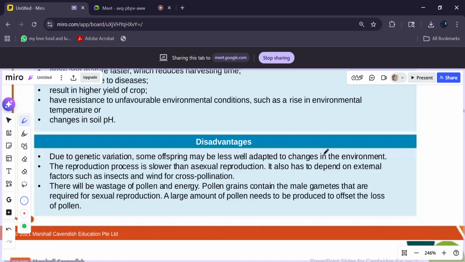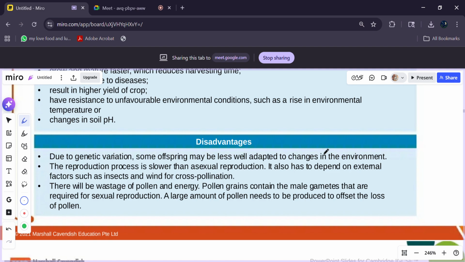So if a plant were to produce two different offspring, one offspring could collect all the beneficial qualities, while another offspring would just be less adapted. And the reproduction process is slower than asexual reproduction. It also has to depend on external factors such as insects and wind for cross-pollination.